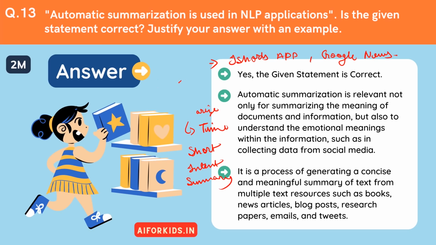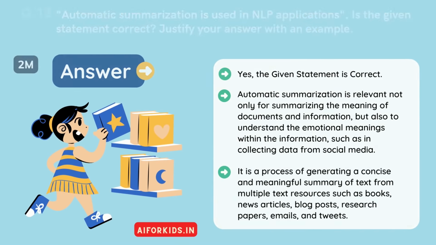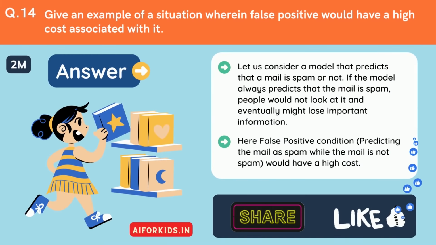Okay, so now I think we should move on to the next question, that is question number 14. Question 14 says: give an example of a situation where a false positive would have a high cost associated with it. Okay, so let's see the answer. We need to have an example where false positive would have a high cost associated with it. High cost means we may tend to lose something which is very important, or it may harm us. It's not only the monetary value represented here.